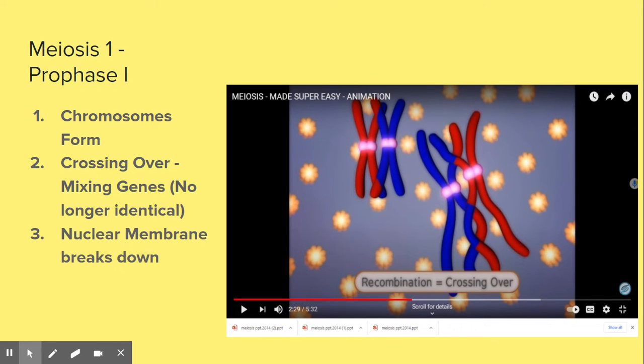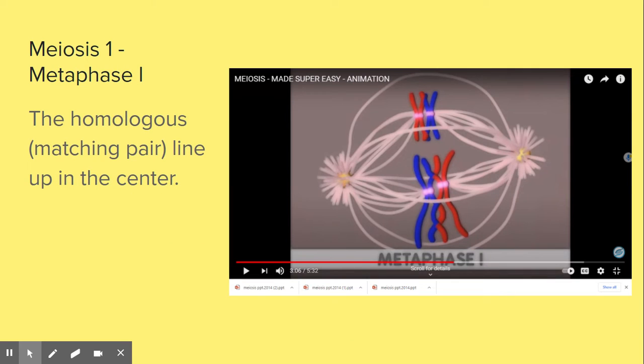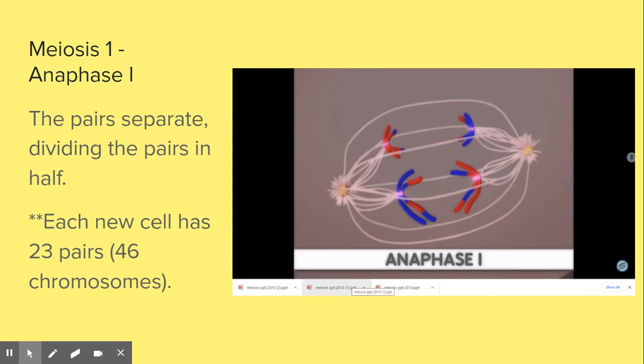After that, the nuclear membrane breaks down, and the microtubules, or the spindles, attach to the centromeres of the chromosomes, and we get ready for metaphase. Just like in mitosis, in metaphase, the homologous matching pairs, which aren't quite so matching anymore, line up in the center of the cell, attached to the spindles.